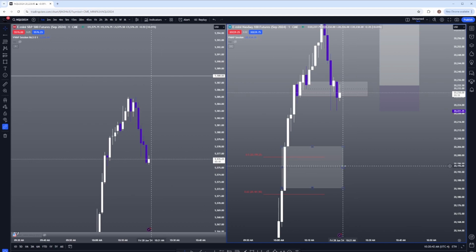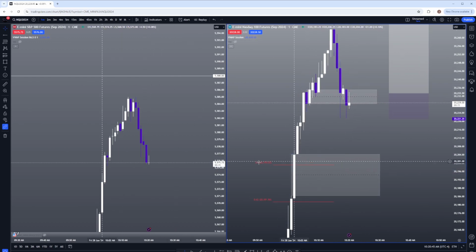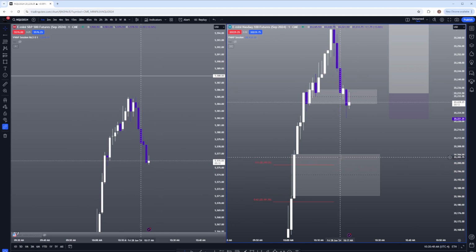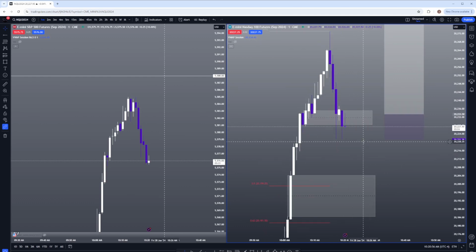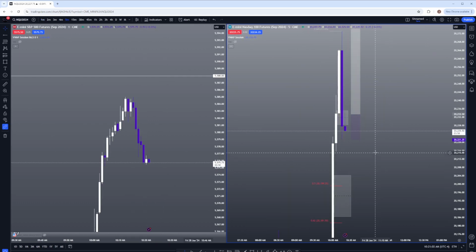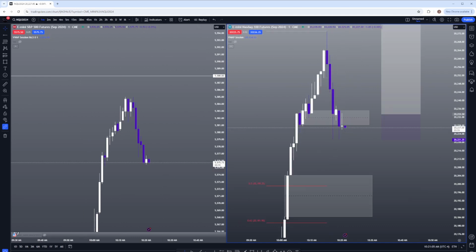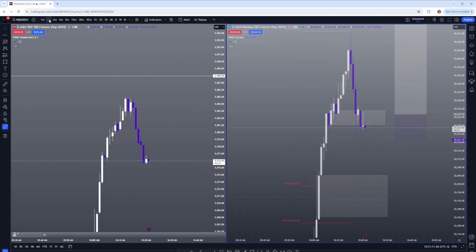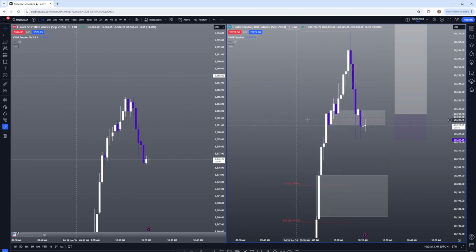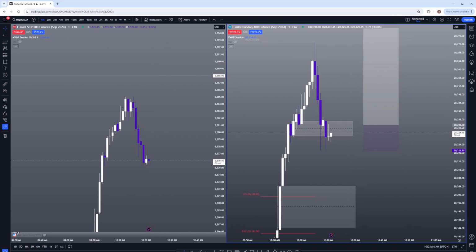With this kind of pullback, I would expect us to try to trade down, possibly down to that discount level, which is why you don't see me trying to jump into any entries just yet. We are showing a lot of support here. We haven't been able to push through this imbalance so far. Let's see if these longs want to start stepping in here.